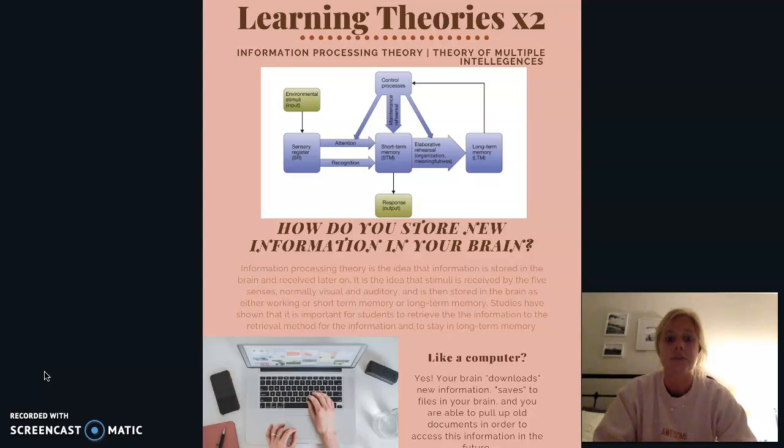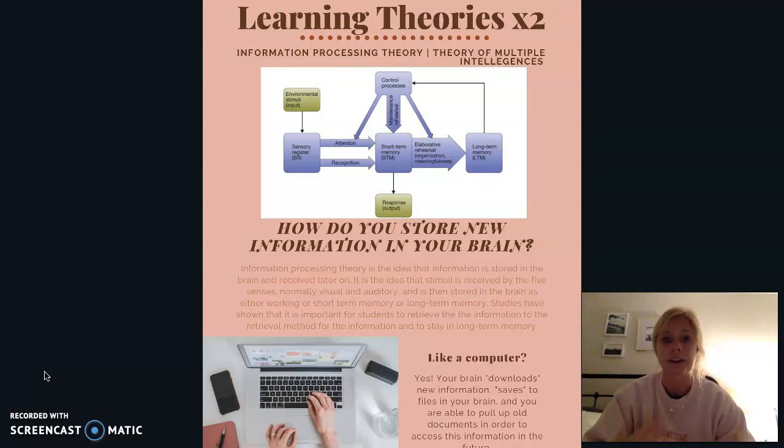Basically, the information processing theory is the idea that information is stored in your brain and received later on. So you have a stimulus, usually an auditory or a visual stimulus, and then your brain registers that you need to respond to that. That goes into your short-term memory, which is about a 5 to 7 minute time frame that goes in your brain for you to have a response.